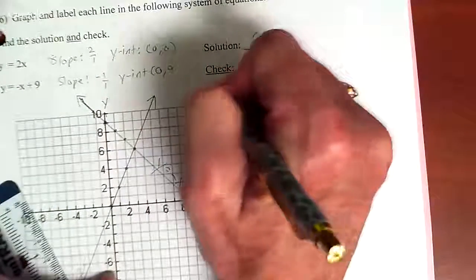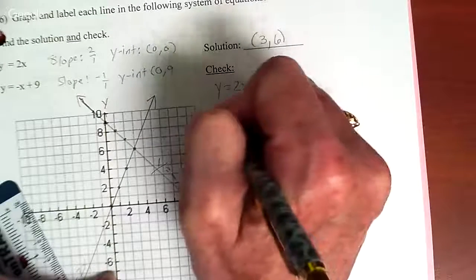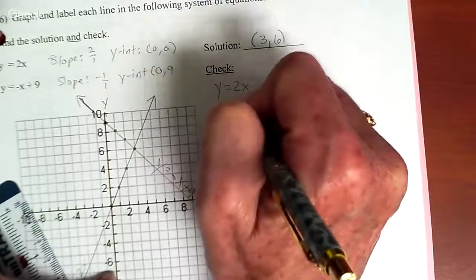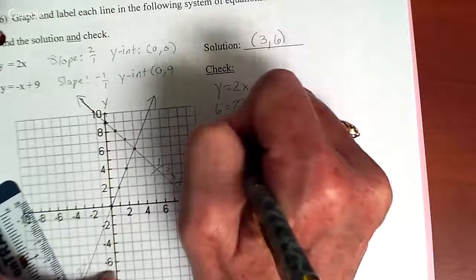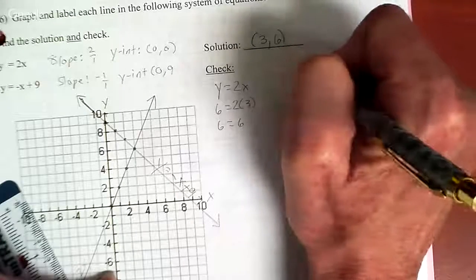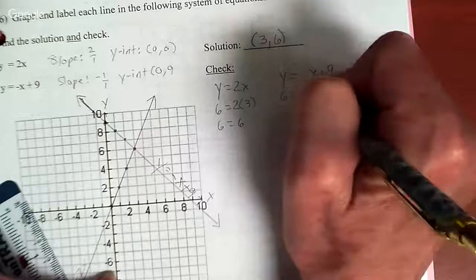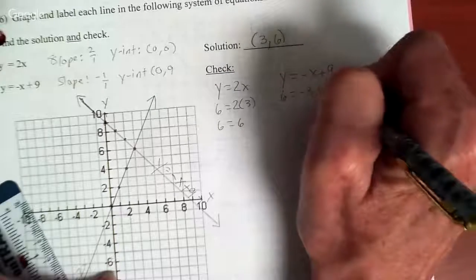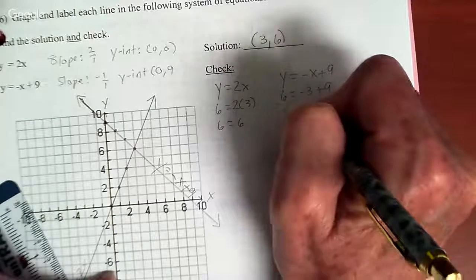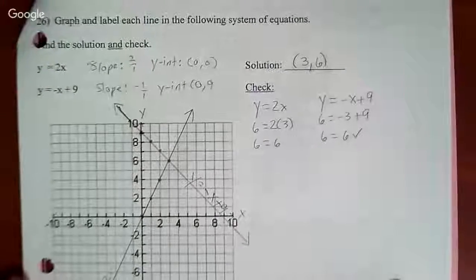To check my work, I have y equals 2x. Make sure you write the equation first. 6 equals 2 times 3. 6 equals 6. And we have y equals negative x plus 9. So 6 equals negative 3 plus 9. 6 equals 6. So that takes care of that.